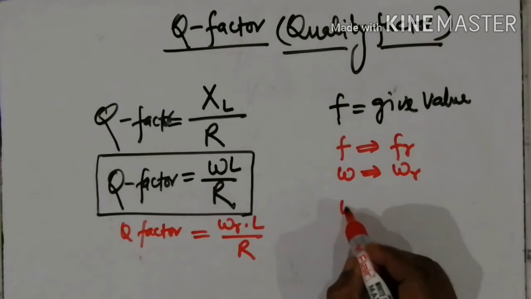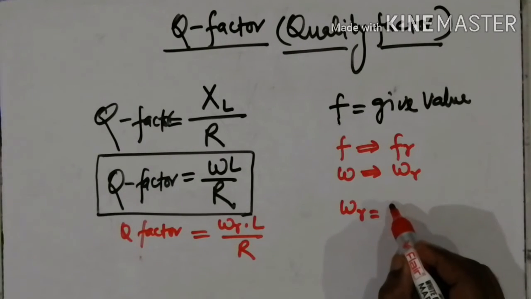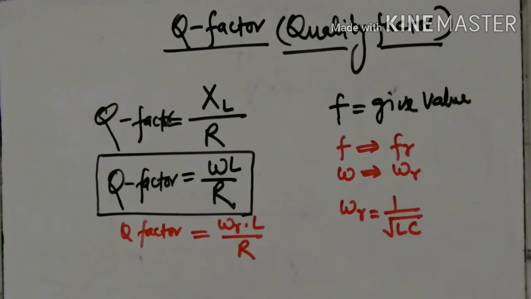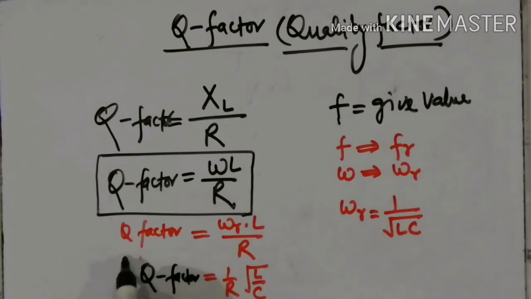Yes, what is the value of omega R? It is 1 upon under root LC. Now you put this value over here, what will happen? It is nothing but 1 upon R under root L upon C. This is the value of Q factor in case of resonance. This is the required formula for quality factor of a coil in the case of resonance.